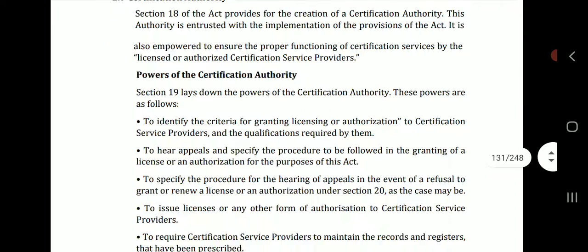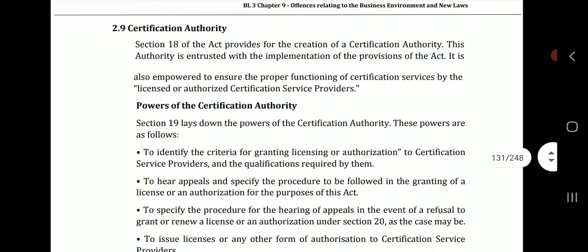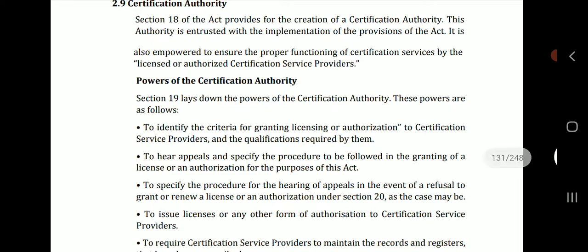So that's quite general knowledge. And the certification authority. Section 18 of the Act provides for the certification authority. This authority is entrusted with the implementation of the provisions of the Act. It is also employed under authorized certification service providers.